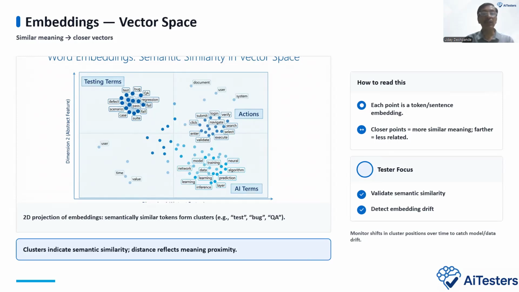It also introduces a new kind of risk, embedding drift, where shifts in data or model behavior change semantic relations over time.